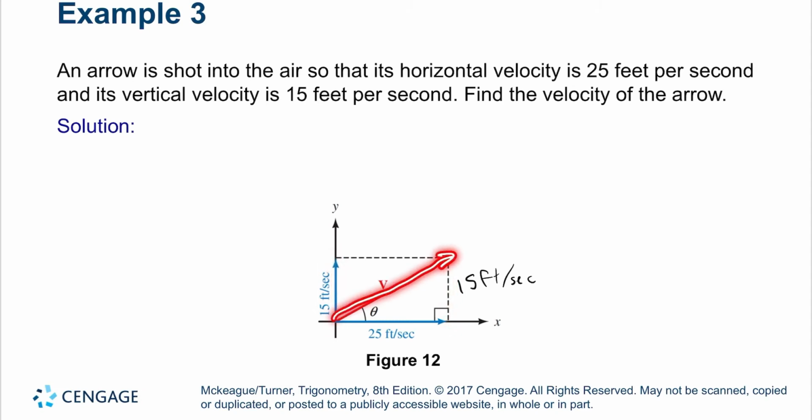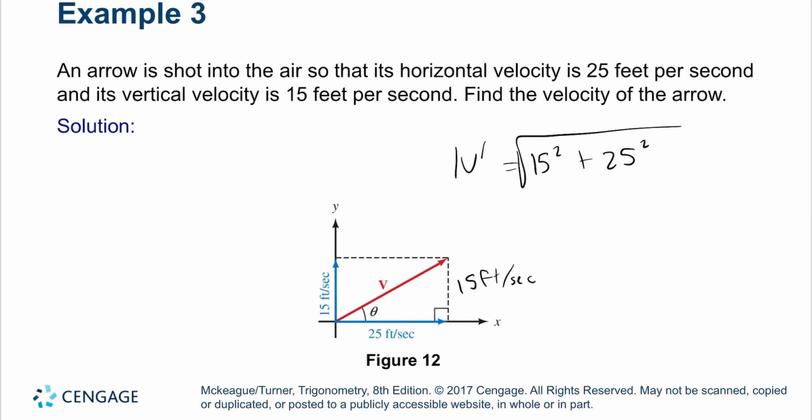And so to find this vector, we would use the Pythagorean Theorem, which is 15 squared plus 25 squared. The square root of that is going to give us a magnitude of vector v, which would be 29.2, and that would be in feet per second. That's the magnitude of the vector of the arrow. And let's see, what else do they want? Oh, that's all they're asking for in this case.